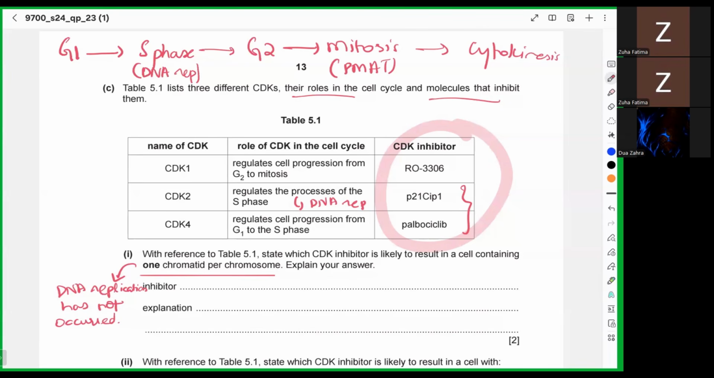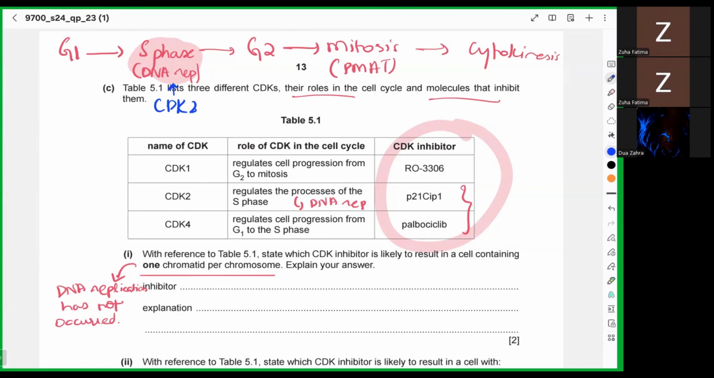Now the role of the CDK2 enzyme is in the S phase. So the CDK2 enzyme is important for regulation of the processes of the S phase. So it can have an important role in DNA replication. So if the P21 CIP1 inhibitor is present or binds to CDK2 and prevents it from catalyzing the processes of the S phase, DNA replication would stop, and that would result in the cell containing one chromatid per chromosome. Okay, normal DNA replication will not occur.